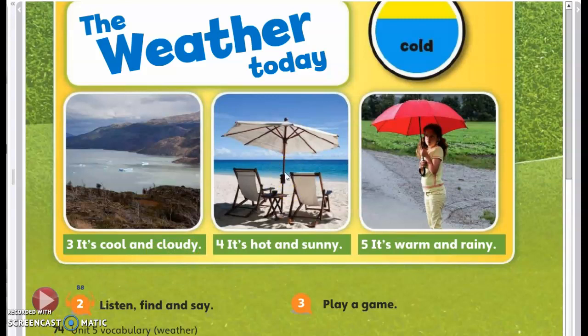Let's see picture 4 now. What can you see in this picture? I want you to pause it here and try to describe it.